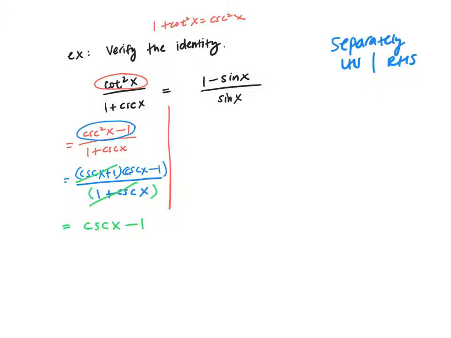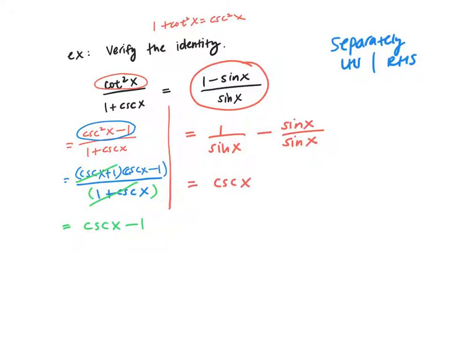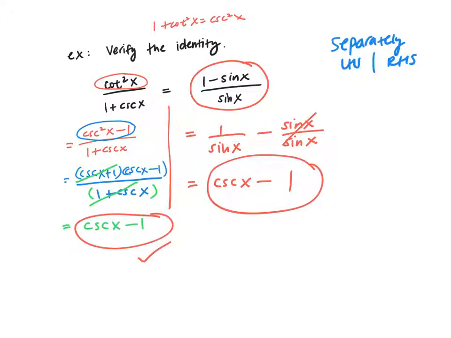So on the right-hand side, you might notice that I have 1 minus sine of x over sine of x. I'm going to separate that as two separate fractions. So I get 1 over sine of x minus sine of x over sine of x. And 1 over sine of x is cosecant of x. This is just 1. So notice that the left-hand side and the right-hand side match.